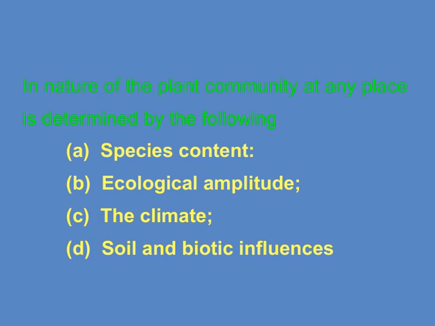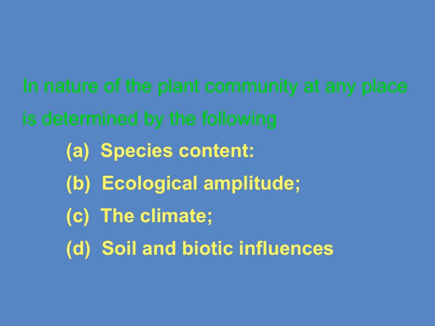So, when we talk about the nature of a plant community at any given location, there are several key factors that come into play. First, we have the species content, which essentially refers to the variety of plant species that are present in that area. This diversity influences how the community functions and how resilient it is to changes. Next is the ecological amplitude, which describes the range of environmental conditions that a particular species can tolerate. Some plants are very specialized, thriving within narrow conditions, while others are more adaptable and can survive across a broader spectrum.